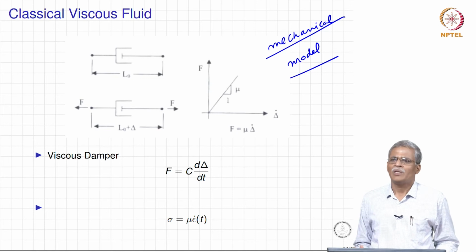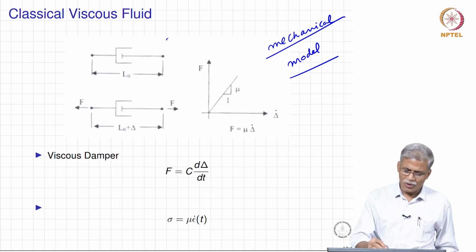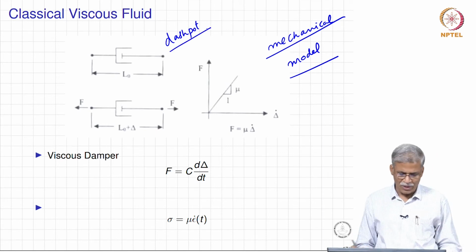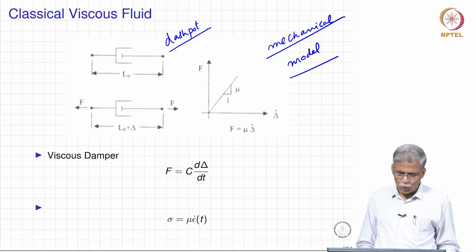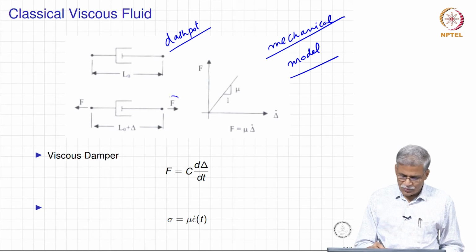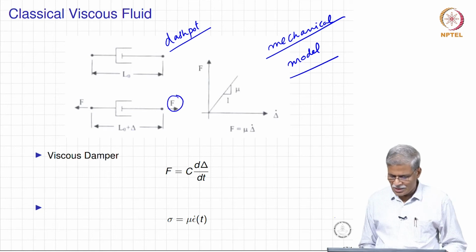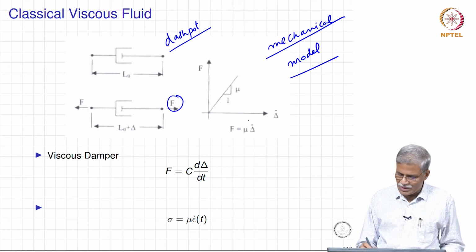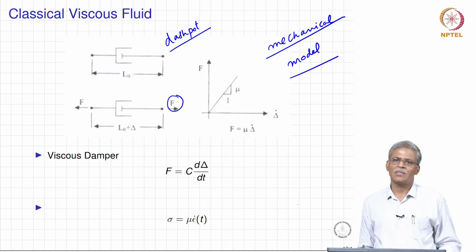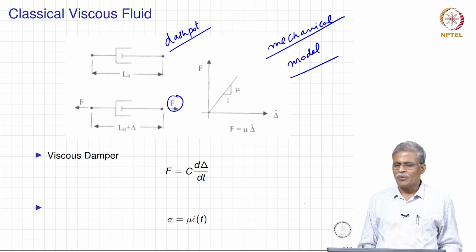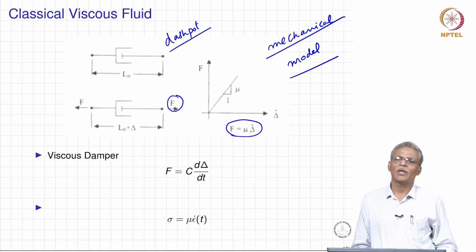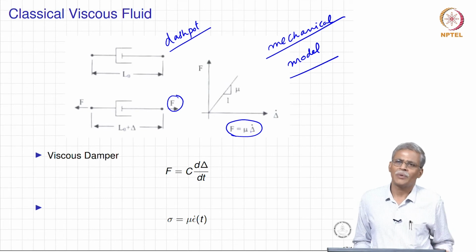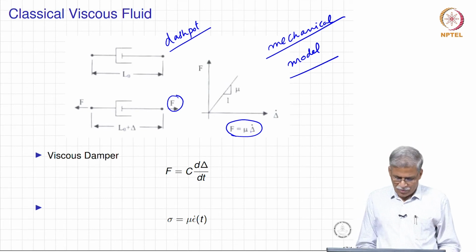So, what is the model that we are going to use for a classical viscous fluid? We are going to use a dashpot. We all know what a dashpot is, so no explanation will be given. You can see that the interstices of this dashpot are filled with a Newtonian fluid. We subject it to a force F and you see this extension. What we draw here is F versus delta dot, the time derivative of delta, and the equation is F equals mu times delta dot. This is nothing but Newton's equation of viscosity that most of you are familiar with.